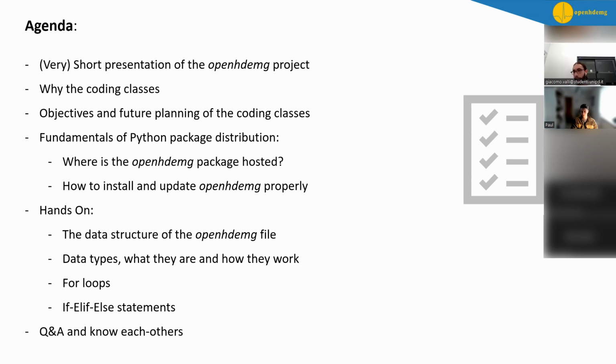Then you can go back to the video at any time you want, and you will have all the code to double check or to verify that your implementation is correct. So we will look at the structure of the openhdmg file, and we will learn all the important data types in our work. And then we look at a couple of basic constructs in the Python language, but more or less in any coding language, that are the for loops and the if-else statements.